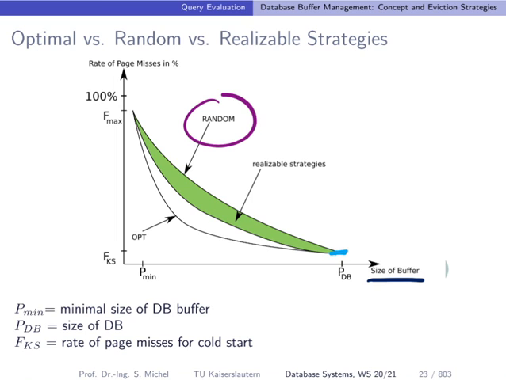Here you see what's happening. You have some upper bound of the page misses, because even if the buffer is very small, at some point you will find it useful to have the buffer. So then that means that the page miss rate won't be 100%, even if the buffer is very small.